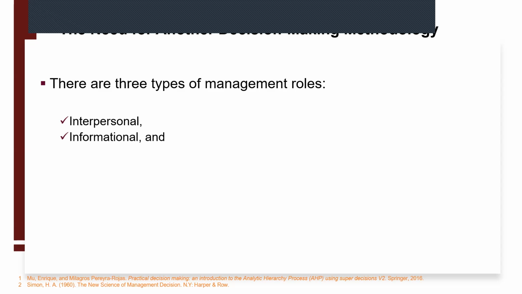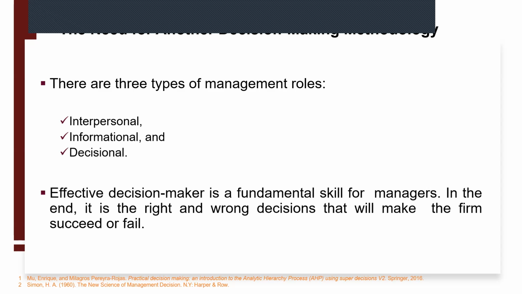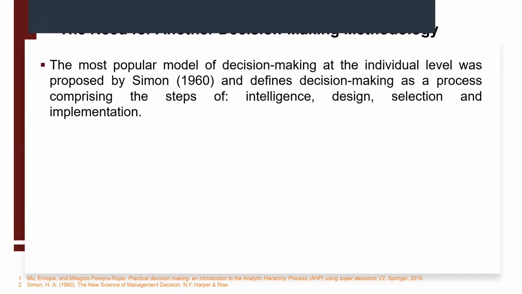The next one is informational. This is the manager's role as an information broker or disseminator. If a company created a policy, then the manager will have to relay the information to the workers. And lastly is decisional. This refers to the power and ability of making decisions. Needless to say, a correct or incorrect decision will make the firm succeed or fail. That's what makes decision-making ability very important.